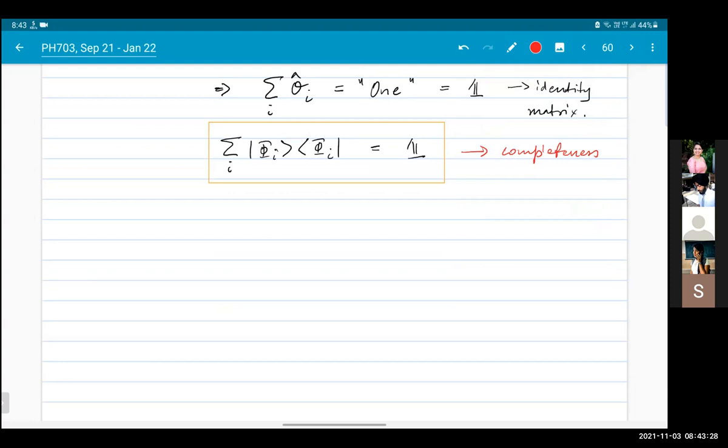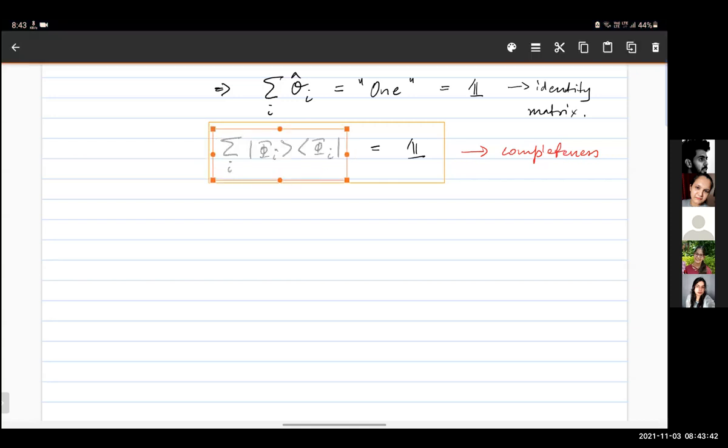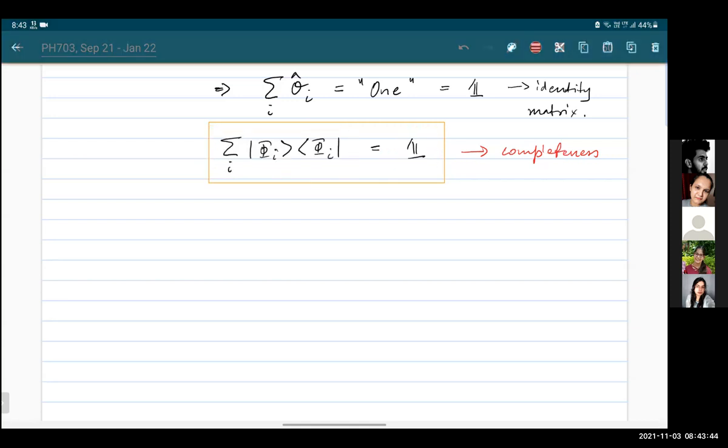Excuse me, sir. Is it because this operator, ket psi I and bra psi I, has the dimension of Hilbert space, we are calling it complete? No, it's complete because the sum of these operators is equal to the identity. Okay.